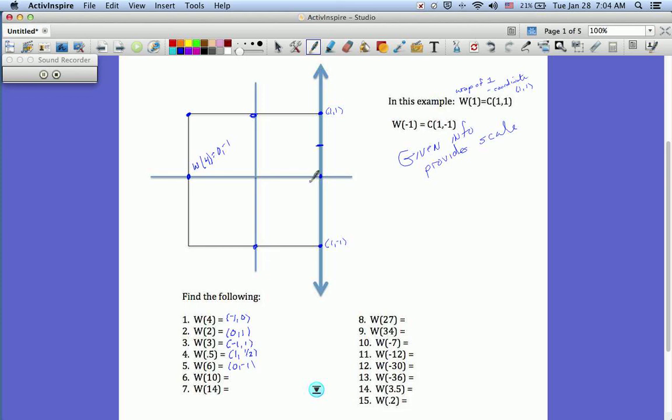A wrap of 10, well, that's interesting now. So that's 4, 5, 6, 7, 8. Again, I'm going around, 9, 10. So a wrap of 10 is equal to a wrap of 2, which was the point 0, 1. A wrap of 2 got me to the same location as a wrap of 10 did. We'll keep that in mind for a little bit later.